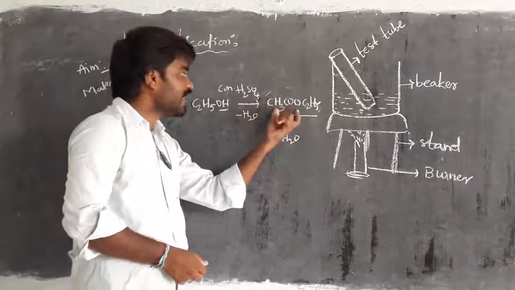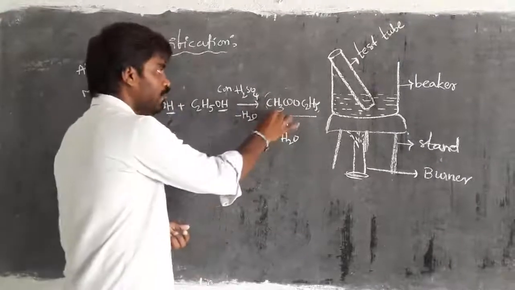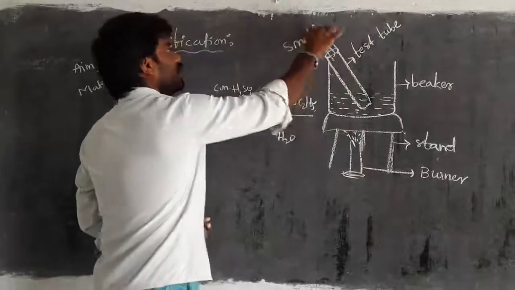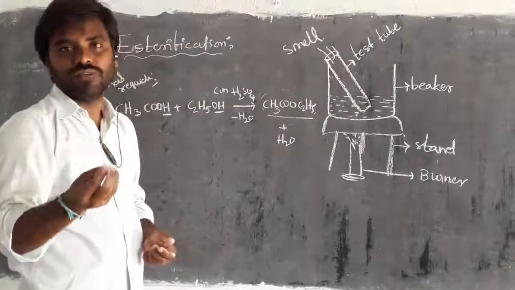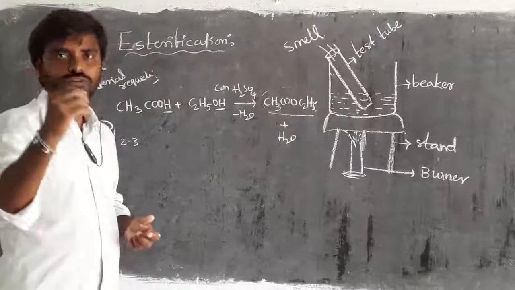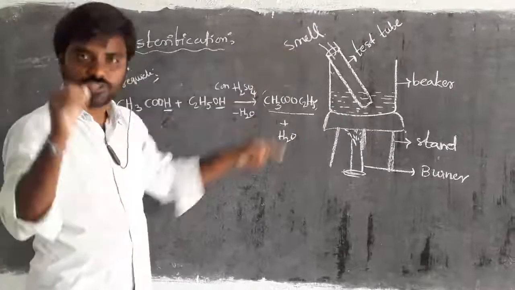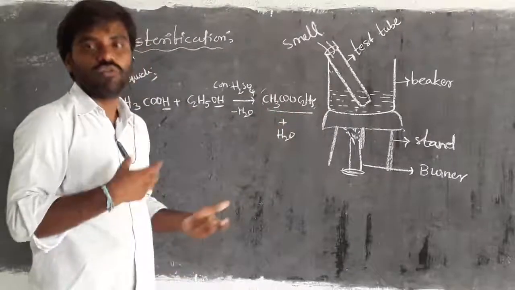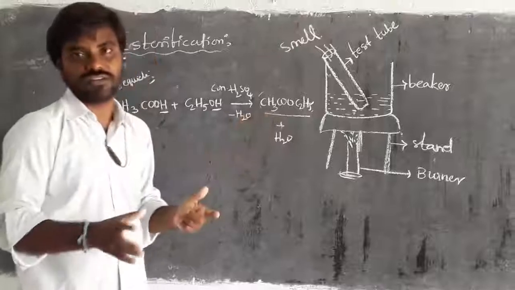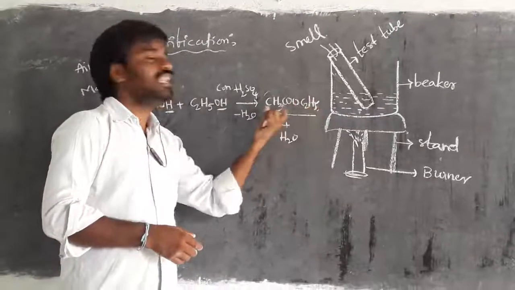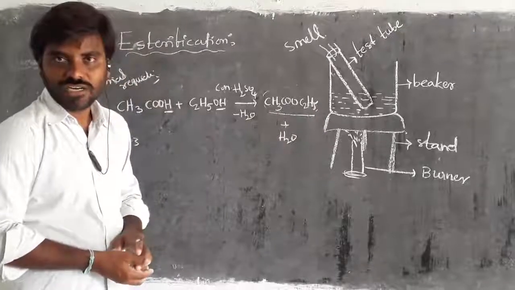When this ethyl acetate is formed, we get a sweet smell. It takes a minimum of 10 to 15 minutes. After that time, whenever you get a sweet smell, that gives the clarity, yes, we got the compound ester. What is the ester here? Here, the ester is ethyl acetate. Right, children? Understood?